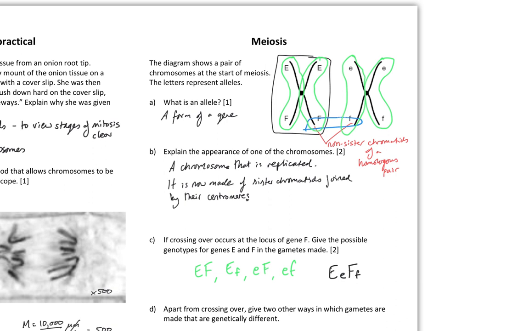And then if I come across there, I get my big E, big F gamete, or I get my big E, little f gamete. I get my little e, big F gamete, and I get my little e, little f gamete. So I'm getting the same ones from its genotype, or I can get them from the diagram.